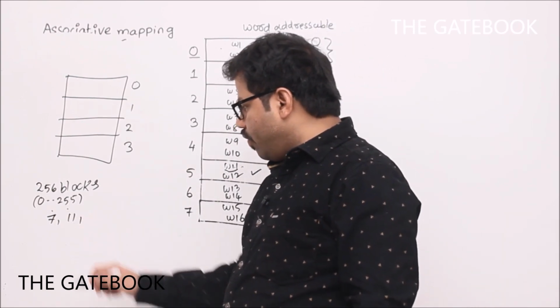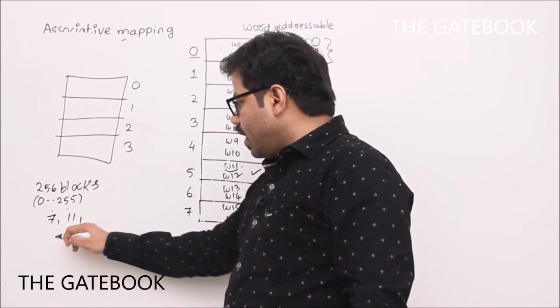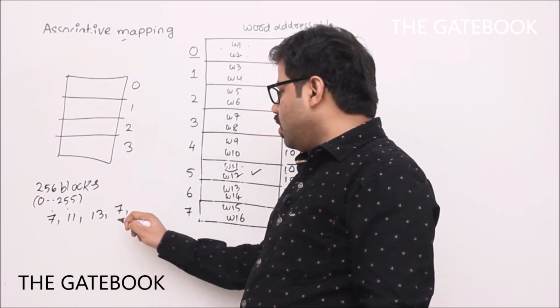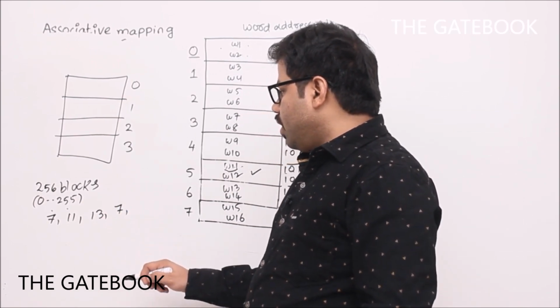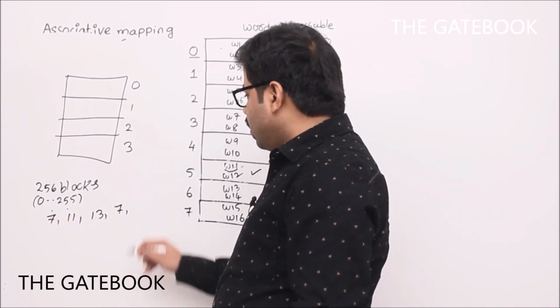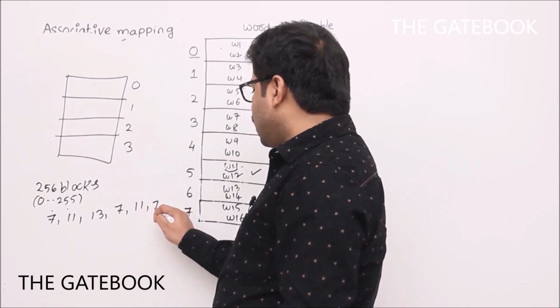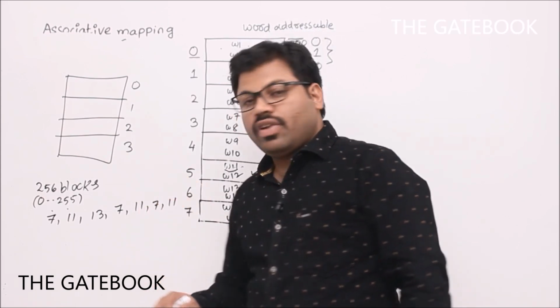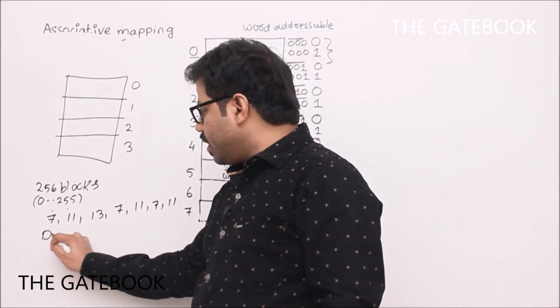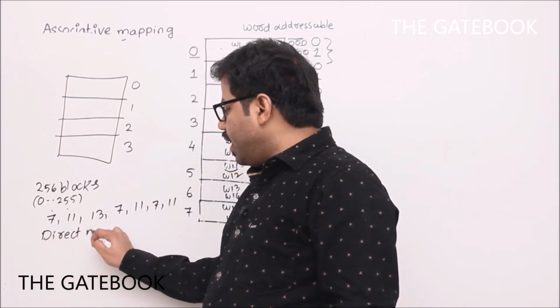The current memory references we are getting are 7, 11. Let's say after that, 13. Then later 7. Then maybe 7, 11, 13, 7. After that, let's say again 11, again 7, again 11. So what will happen, we'll see. The number of cache misses we will see in the direct mapping technique. Okay, let us apply the direct mapping technique.